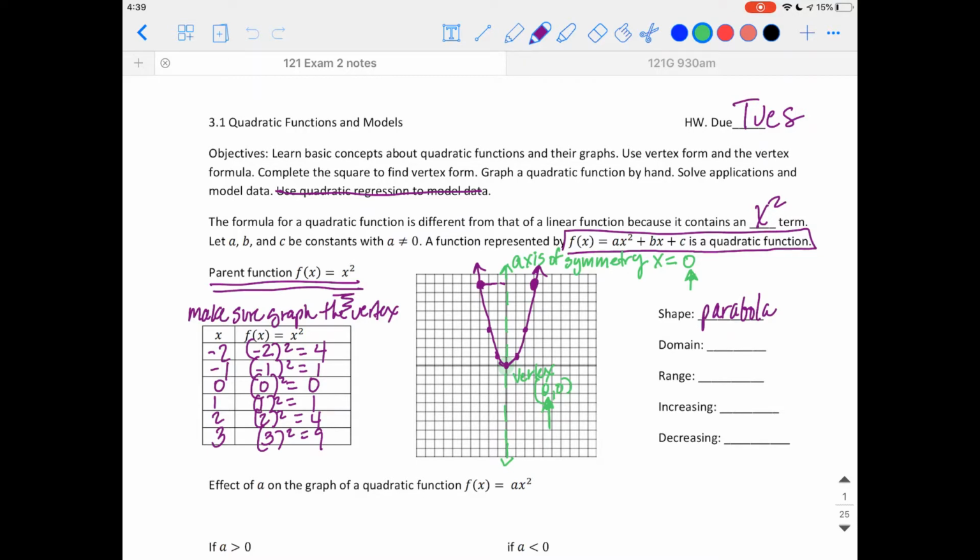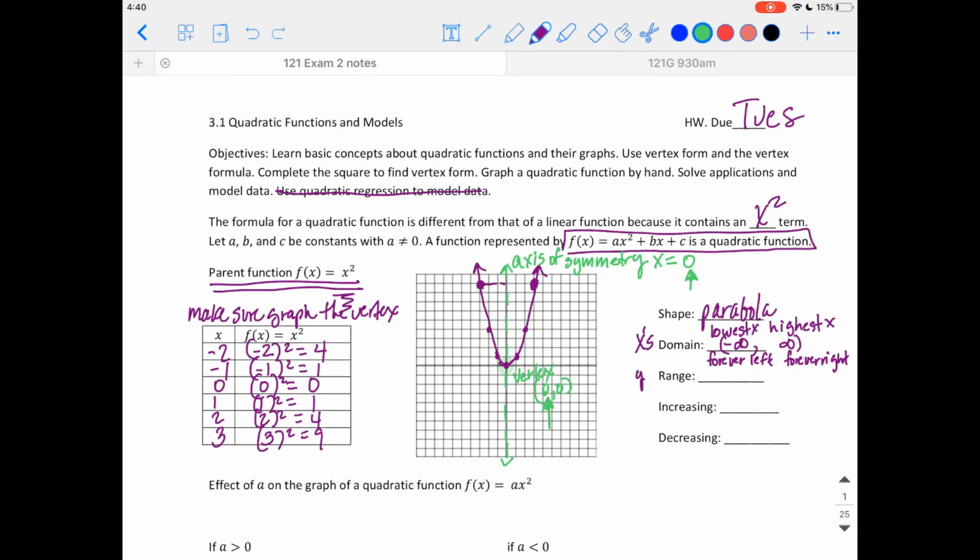So our domain is always going to be our x's. Domain is always lowest comma highest. And in this case, it's going to be the x. So our lowest x, since this is going forever to the left, our answer is going to be negative infinity. And the rightmost part of the graph is going forever right. So that's going to be positive infinity. So that's our domain. Our range is going to be our y's.